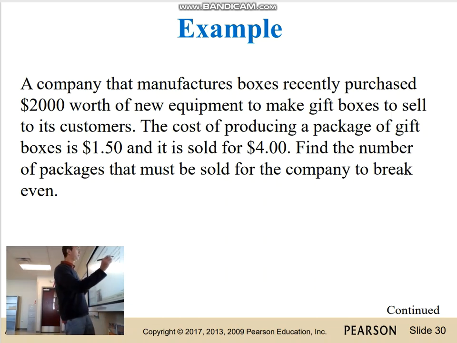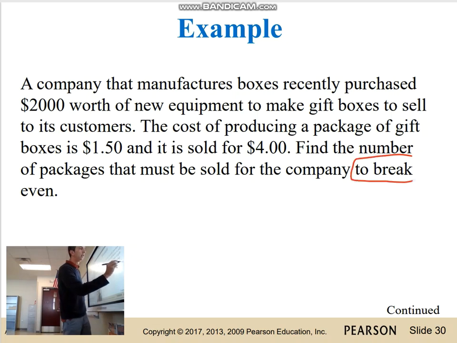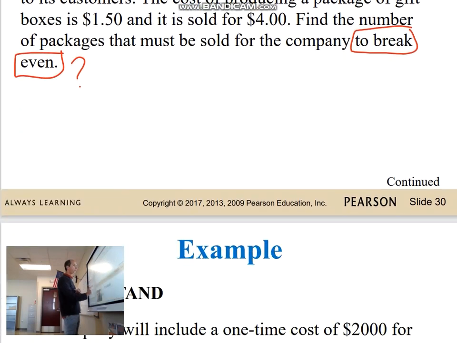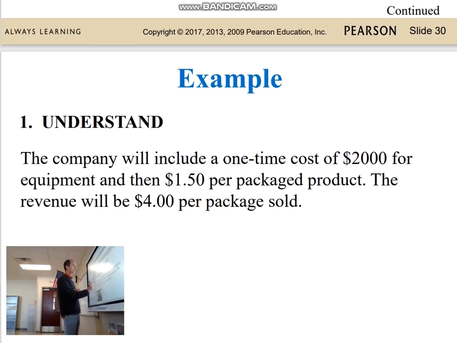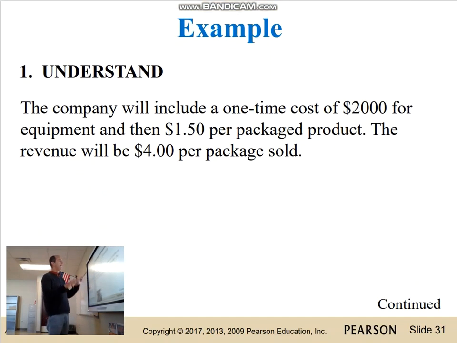And there's an interesting, important concept that you need to understand here. What does break even mean? If you don't know, let's learn now. The company will incur a one-time cost. This one-time cost, I think, is machinery, is equipment, right? So it's just one time. And then $1.50 per package. The revenue will be $4 per package sold.